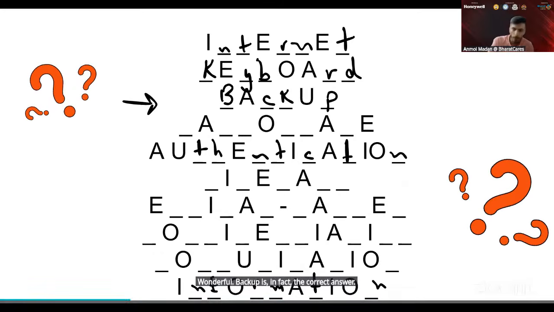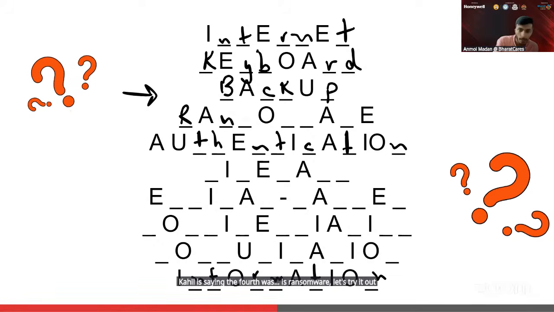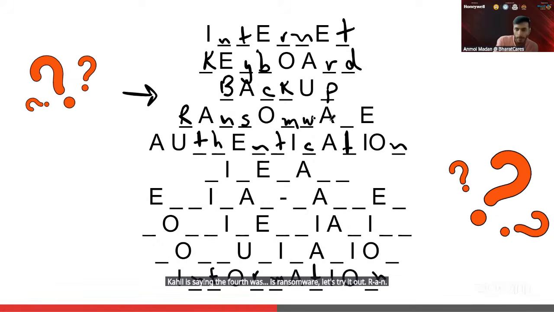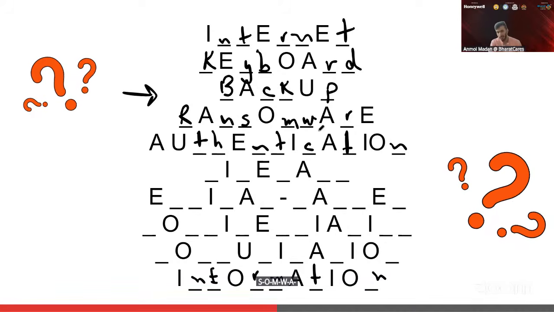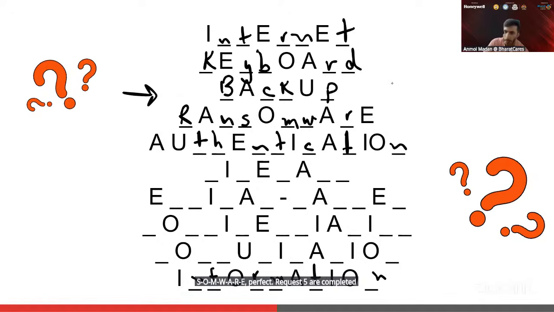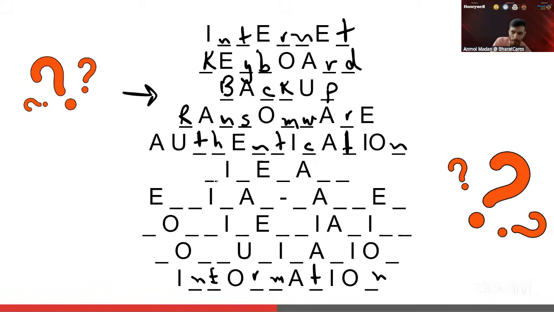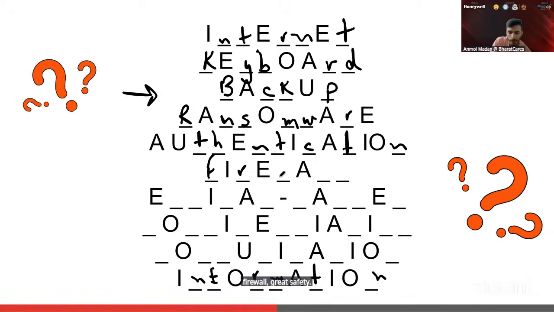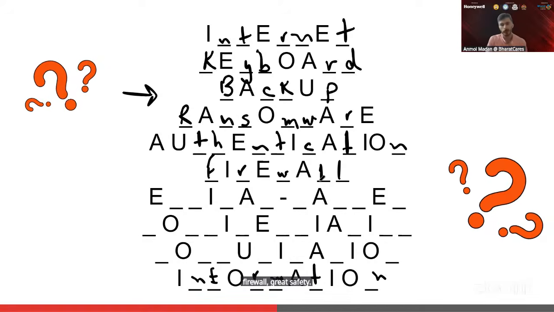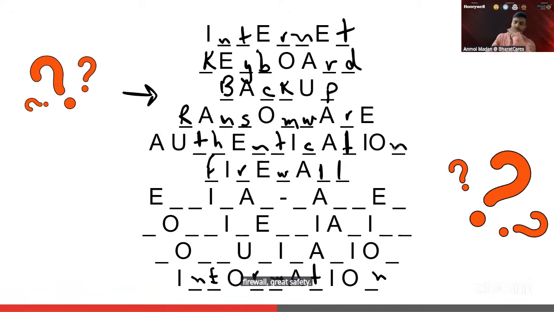Sahil is saying the fourth one is ransomware. Let's try it out. Ransomware. Perfect. The first five are completed. What about the sixth one? Firewall. Great, Srishti. Still left with three teams.